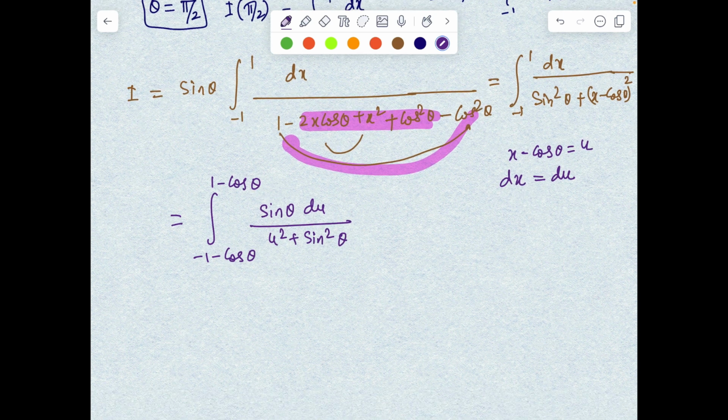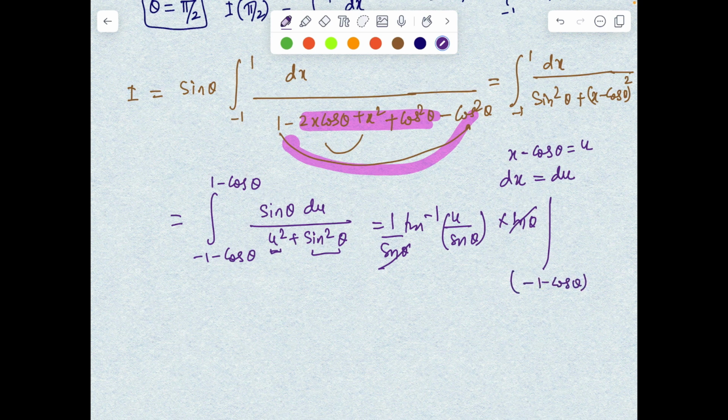And now this is not very difficult, because you can clearly see it's an x square plus a square kind of integration, where again I can divide by sin θ and take that as t. So directly this integral is going to be tan inverse of u by sin θ times 1 by sin θ. So 1 by sin θ will get cancelled with the sin θ, and this entire chunk will be evaluated from minus 1 minus cos θ to 1 minus cos θ.